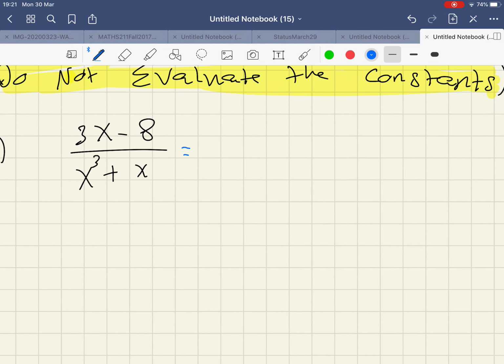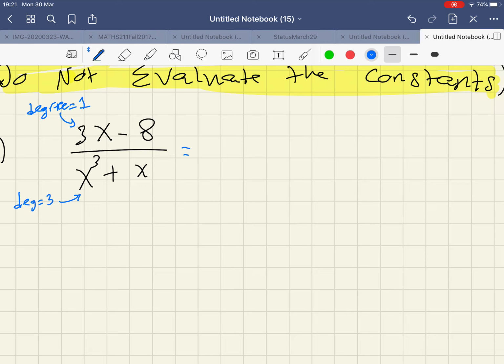Okay, step number 1, we need to check the degree of the numerator. The degree of the numerator is equal to 1. What is the degree of the denominator? The degree of the denominator is equal to 3. So we are in the good scenario because the degree of the denominator is the largest. So we don't need to do long division. We don't need to do step number 0.